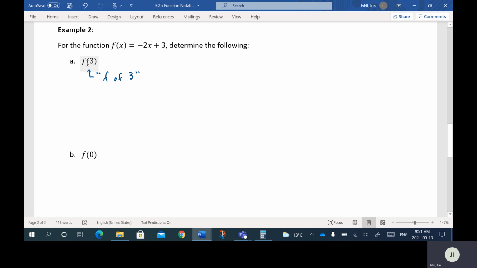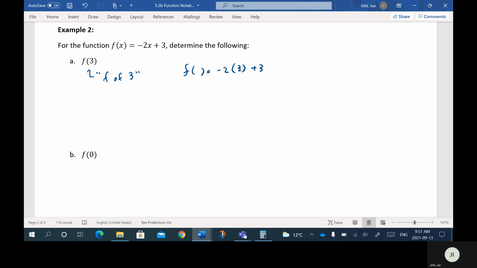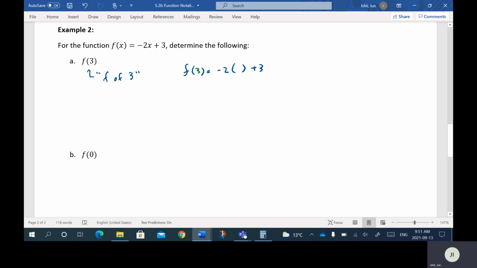Okay, so f of 3. If I want to figure out what f of 3 is, in the x here, I'm going to plug in 3. You know what? I'm going to go back to using different colors, probably a little easier to see what's going on. So f of 3 equals the value when you plug in 3 for the x. I work this out: negative 2 times 3 is negative 6, plus 3. This is going to equal negative 3.